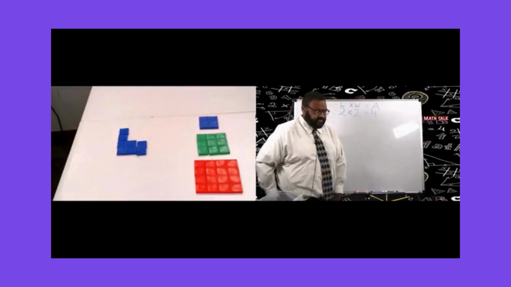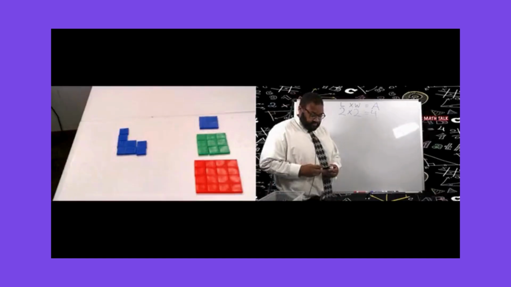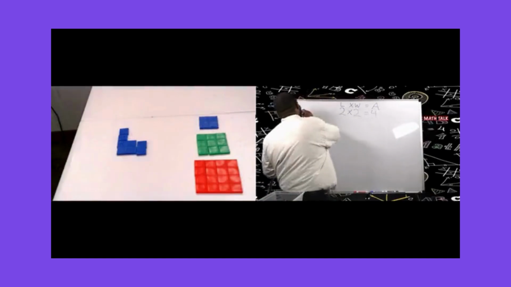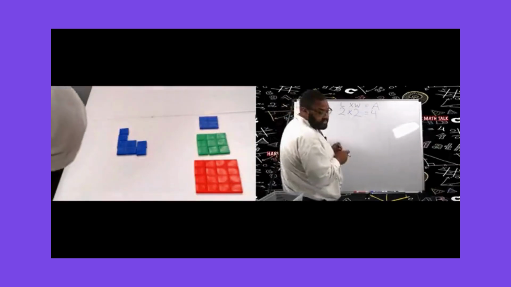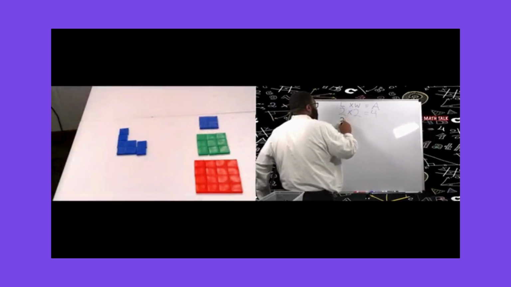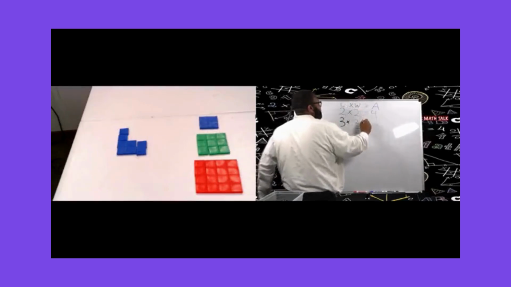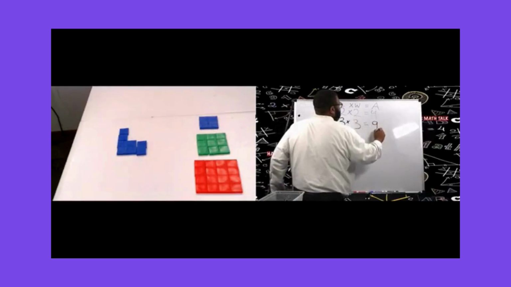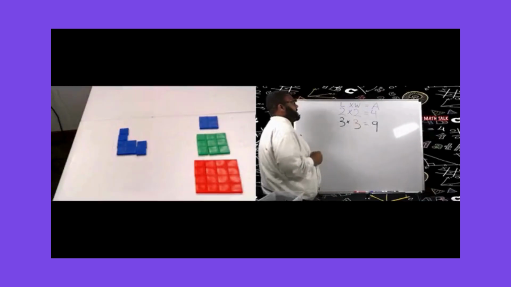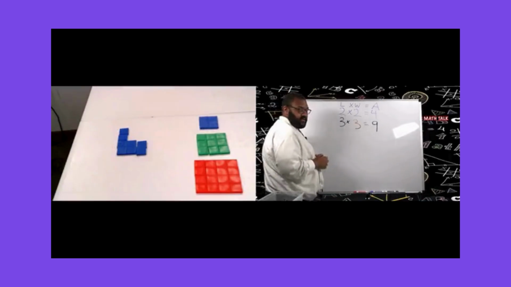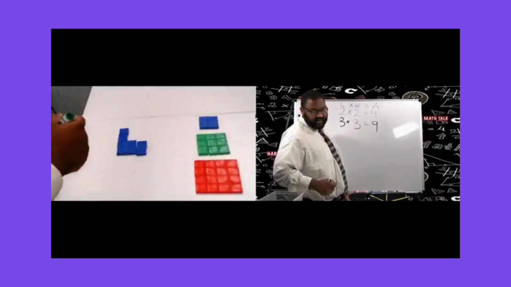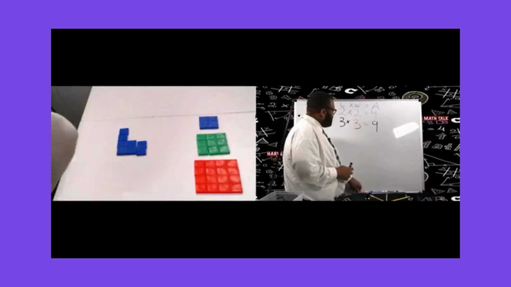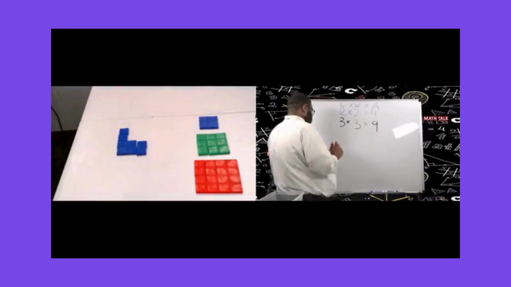For my green one, this would be a 3 multiplied by 3. Same thing, length times width, which is going to give us 9. So we're still talking about the area model, but right now I'm doing perfect squares. Why? Because the same distance on the length and the width forms an actual square, not a rectangle. And then I did a 4 by 4.